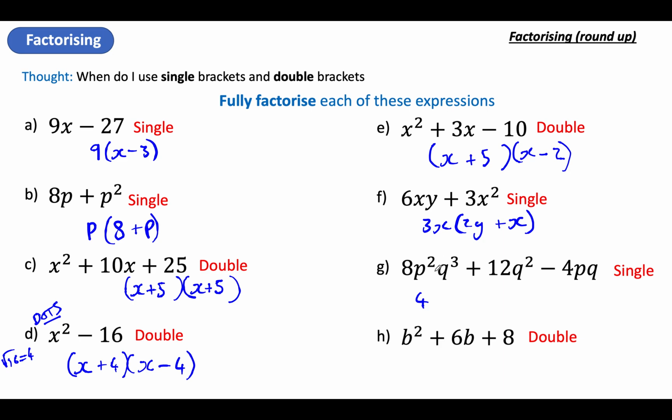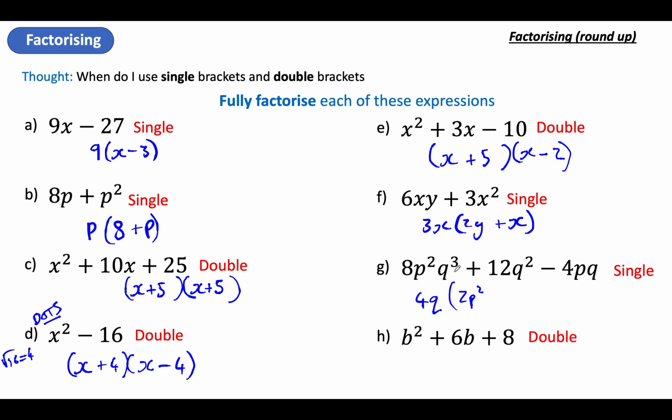Now, they share a 4 is the highest number that divides all of them. They've all got a q. Two of them have got a p, but one of them doesn't. This one doesn't have a p, but they've all got at least one q. So we put a q on the outside. Then I'd need to times it by 2, p squared. Now I need q cubed.